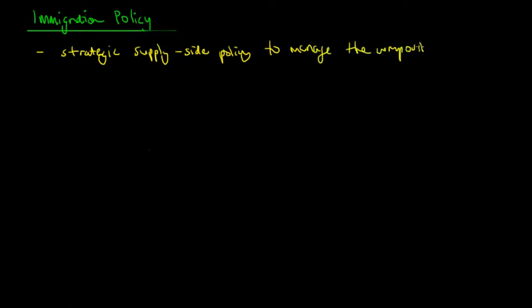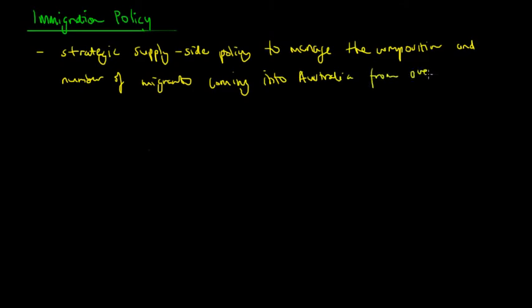First and foremost, immigration policy is a strategic supply side policy to manage the composition and number of migrants coming into Australia from abroad. And by abroad, I mean overseas, or those who have an overseas passport.